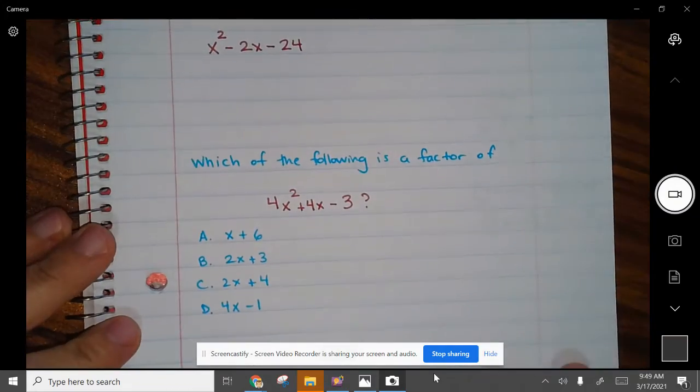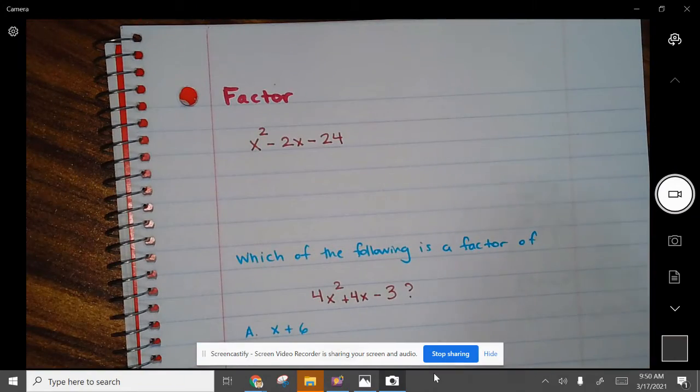All right, there's been some requests for some factoring help. No big deal. Let's go for it.